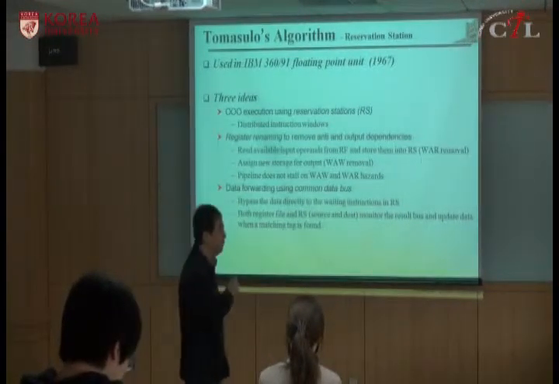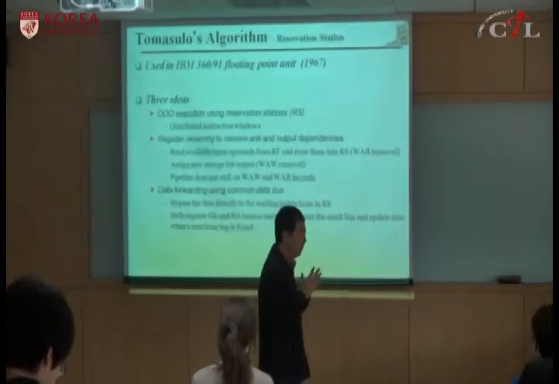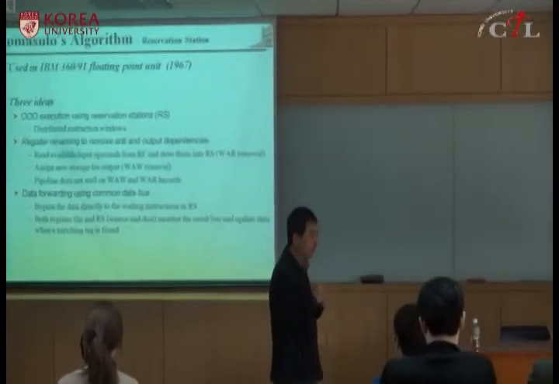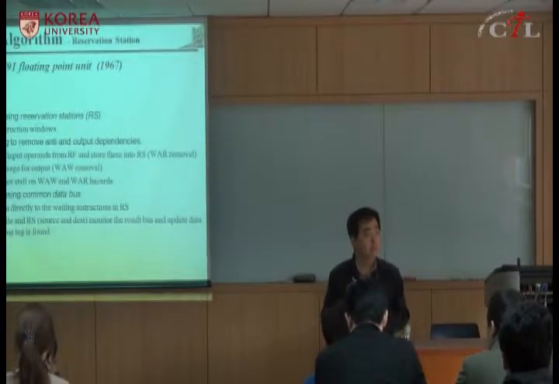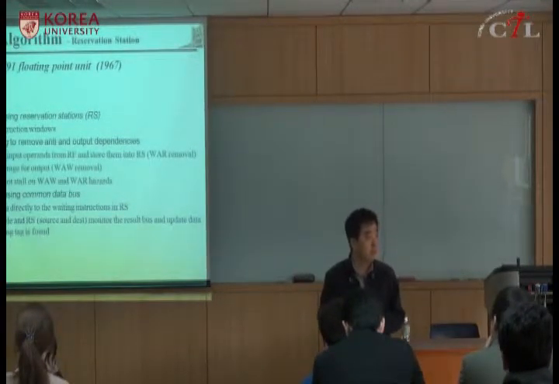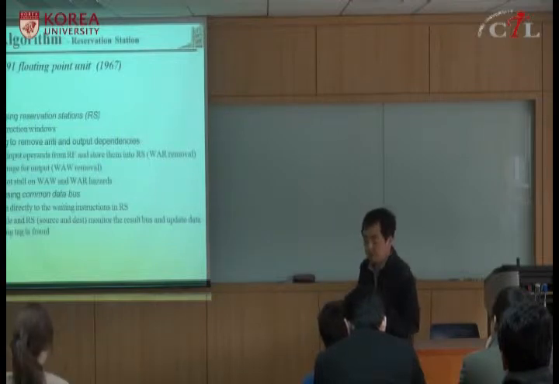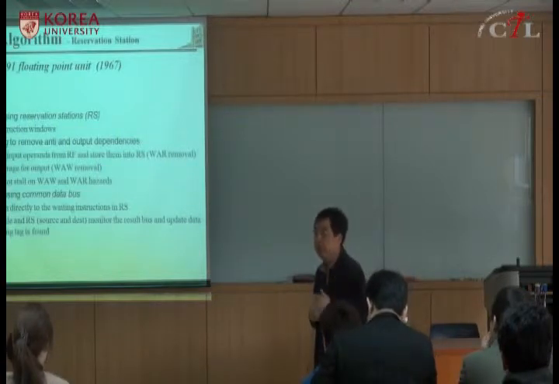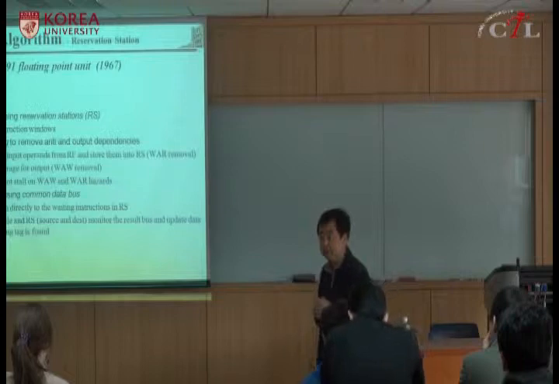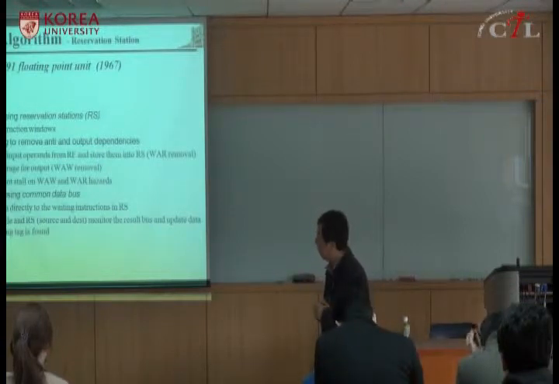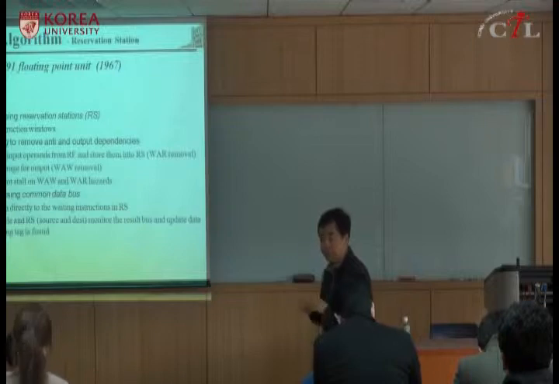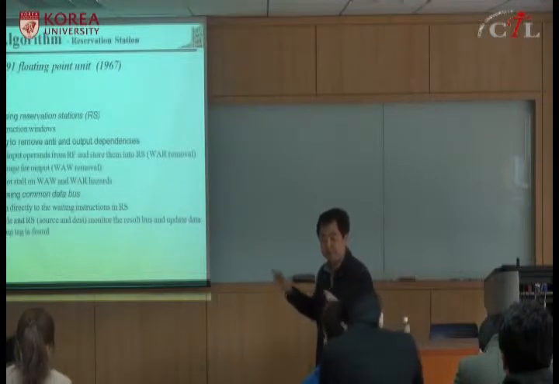So when you issue instructions from decode stage, you actually send the instruction to the reservation station that corresponds to that functional unit. So if the instruction is an integer operation, you are sending it to the integer reservation station. If the instruction is a floating point instruction, you are sending it to the reservation station attached to the floating point unit and so on. Okay? So they use distributed instruction windows.